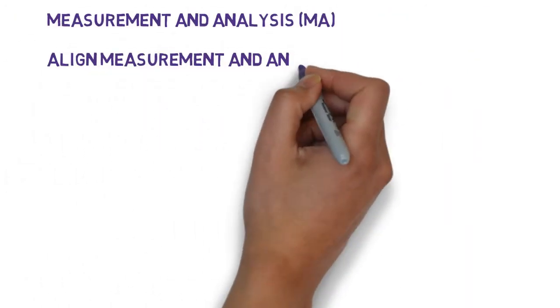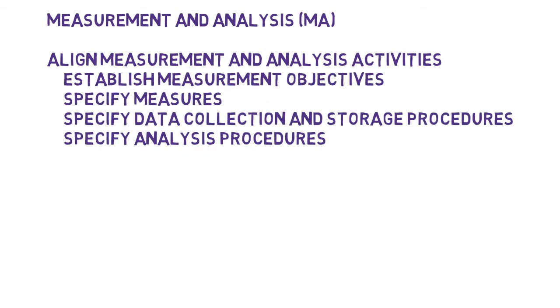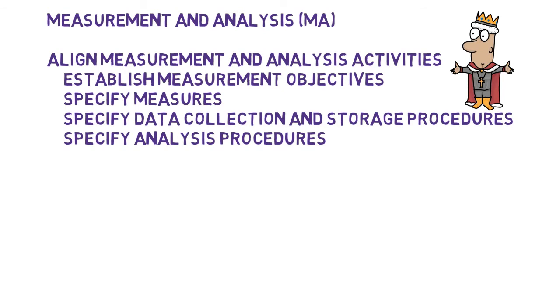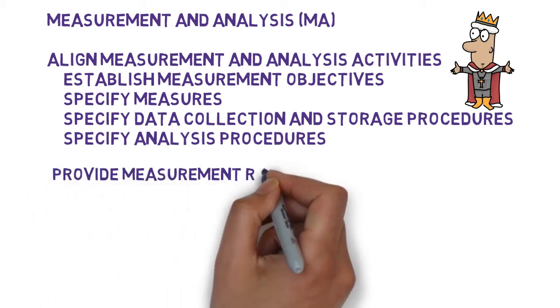All projects and organizations need metrics to see how they're doing. The first step in the measurement and analysis process area is to identify what you want to know and why, what metrics you need and how you'll manage them, and how you'll analyze the data to transform them into management information. The rest is rather mechanical.